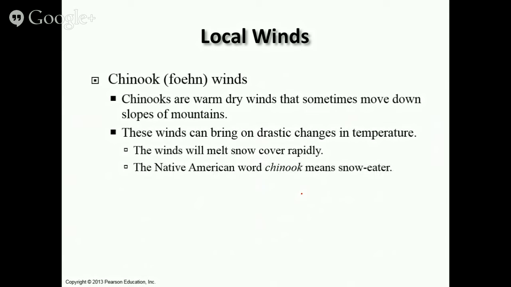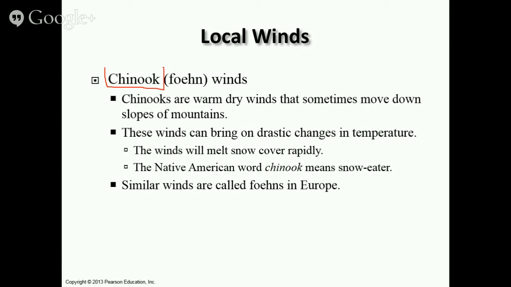Native American Chinook means snow eater. That's where it came from. Basically, they were watching snow melt, and it melted quickly, and that was surprising to them. Similar winds are called foehns in Europe. So we do have these areas in different parts of the world. We're going to refer to the concept of Chinook here because that's what we'll experience the most.